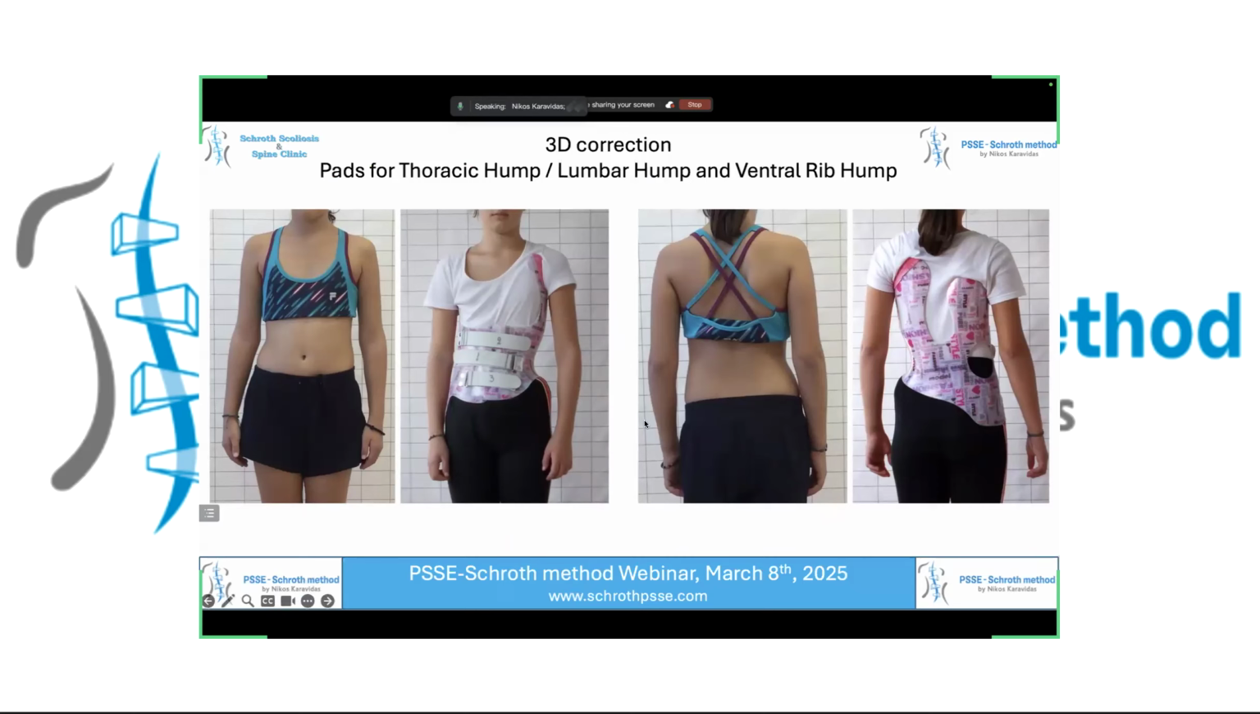So the pads, as you will see here in this patient, are applied obviously on the convexities. So we have the pads for the thoracic hump. We have the pads for the lumbar hump. Also, if needed, pads for the pelvis, the prominent pelvis. And in the front, we also use pads for the ventral rib hump.